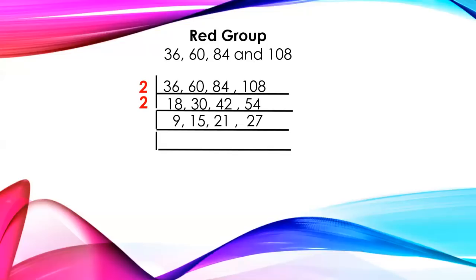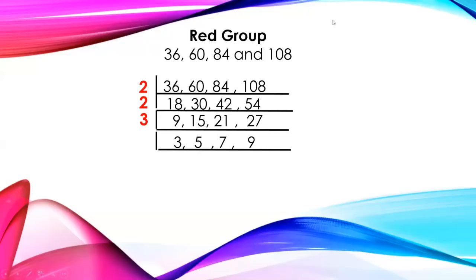Okay? So, what do you think is the common prime number that we could use to divide 9, 15, 21, and 27? Yes, that is 3. So, divide. 9 divided by 3 is 3. 15 divided by 3 is 5. 21 divided by 3 is 7. 27 divided by 3 is 9.